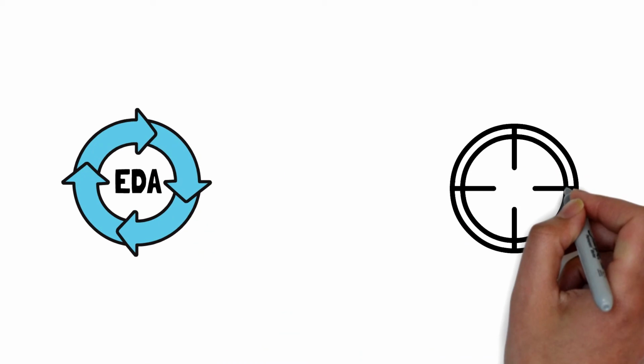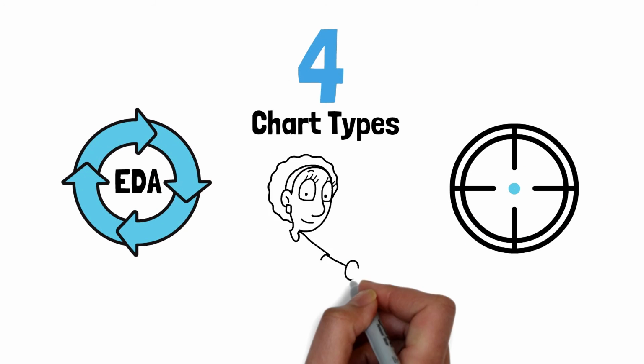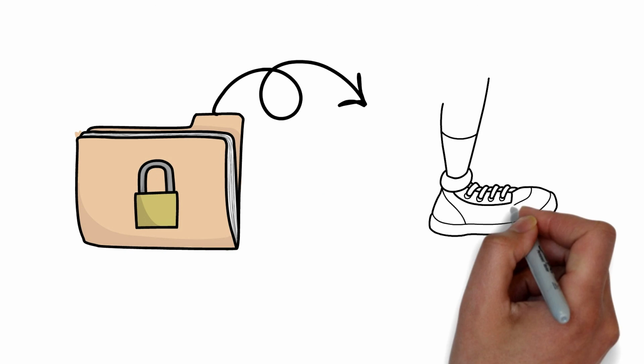Today you mastered the EDA loop, defined your goals, and learned 4 core chart types to explore data effectively. You also saw how documenting each step prevents you from backtracking later.